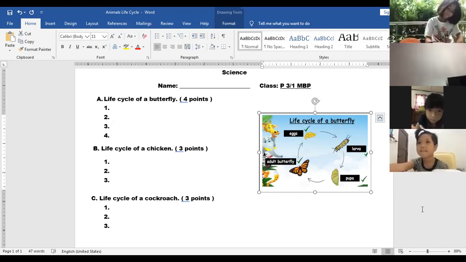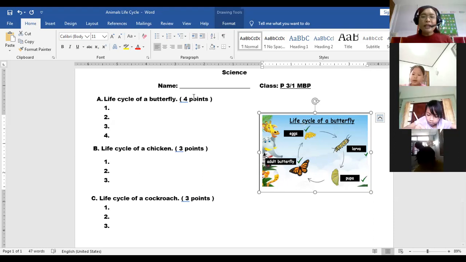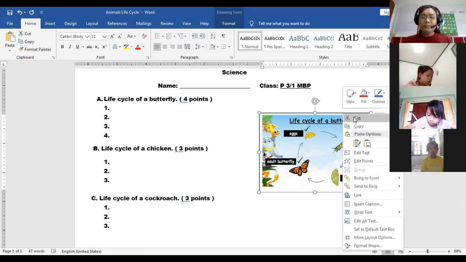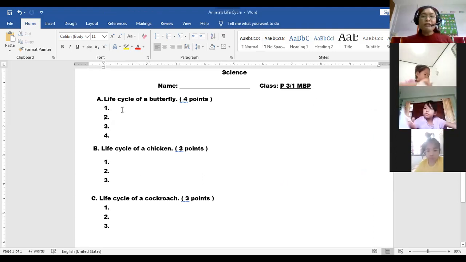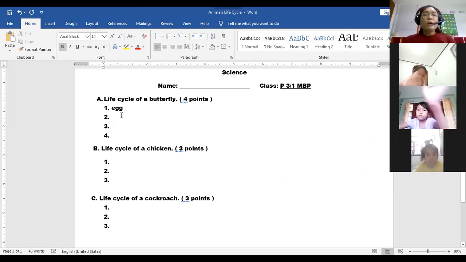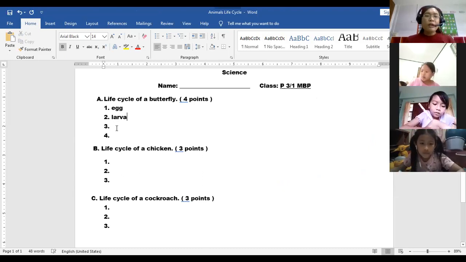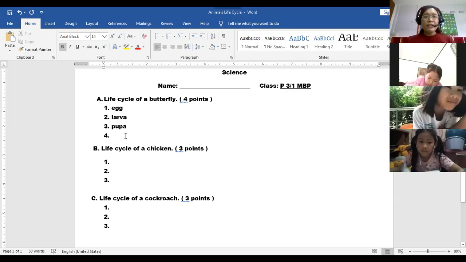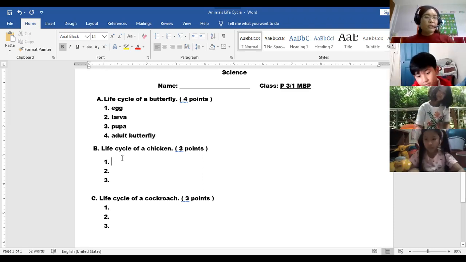All right, so class, let's answer. Everybody, turn on your microphone. What is the first stage of butterfly's life cycle? Egg. Very good. What is the second stage? Larva. What is the third stage? Pupa. Very good. What is the fourth stage? Butterfly. Okay, very good. Now let's proceed to the life cycle of a chicken.